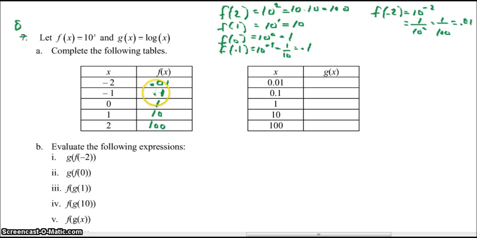I see a pattern here. So g of x, the g of 0.01, that's going to be log of 0.01, and what we're looking for is the exponent that we raise 10 to get 0.01, and we know that that's negative 2. And we can fill out the rest of the table pretty similarly.